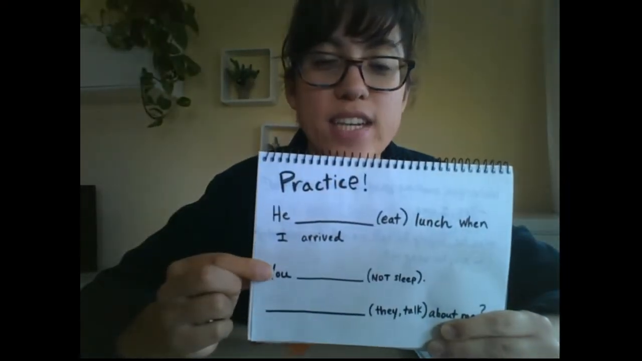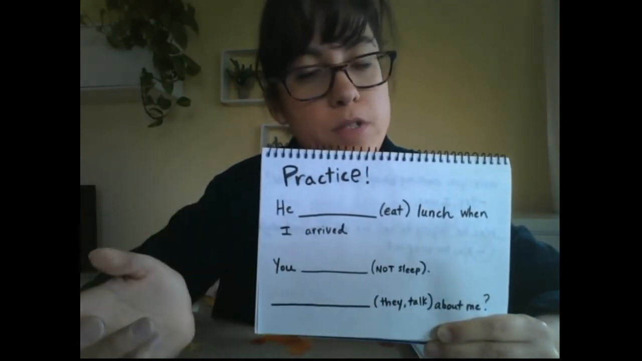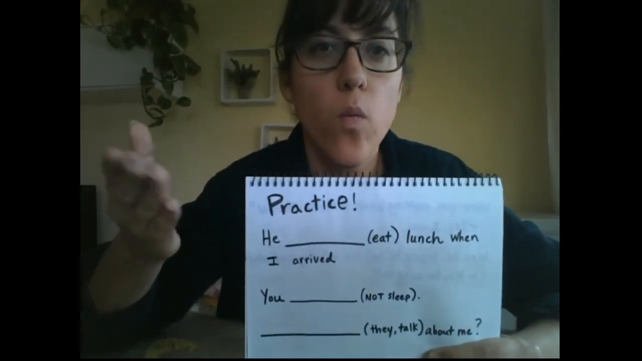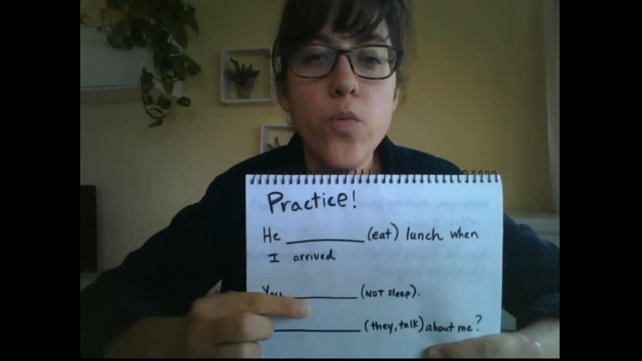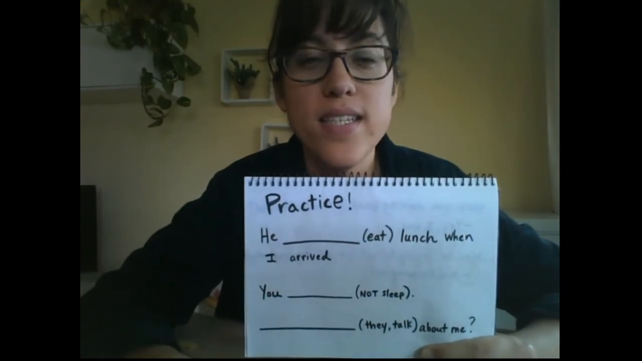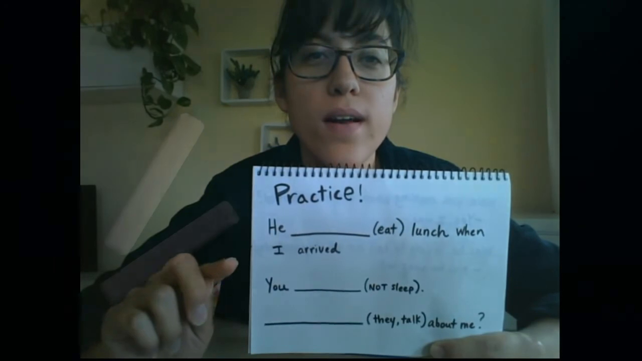Okay, next, our negative. You, verb to be, ¿y cuál es el forma del verb to be? Was or were? It's were. So, you were más not, because it's negative. Not, and then sleep más ing. You were not sleeping.